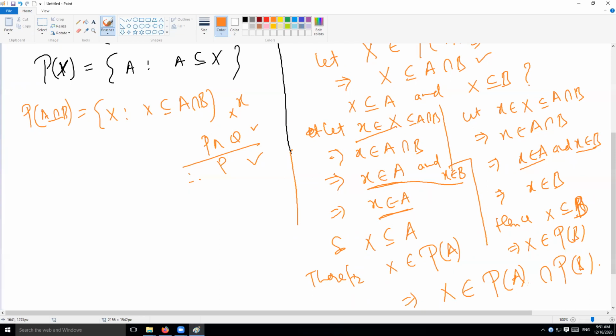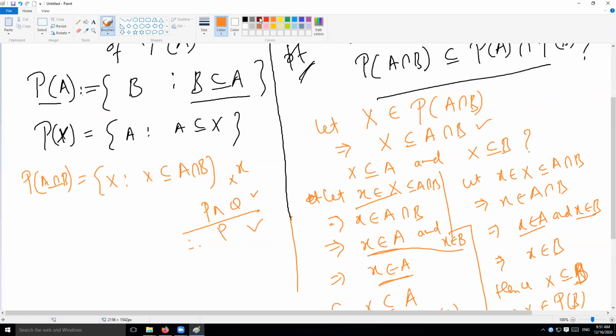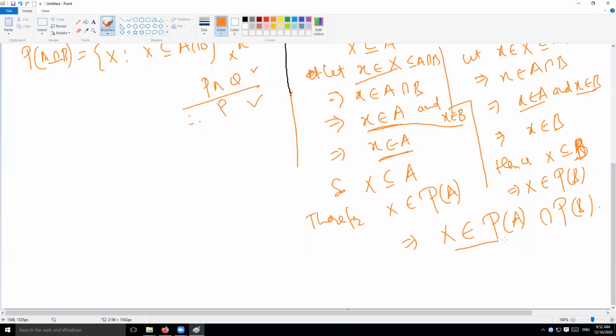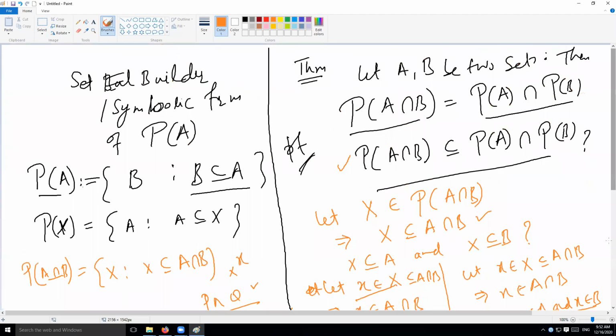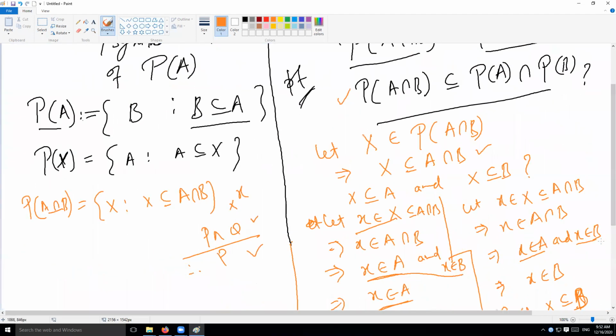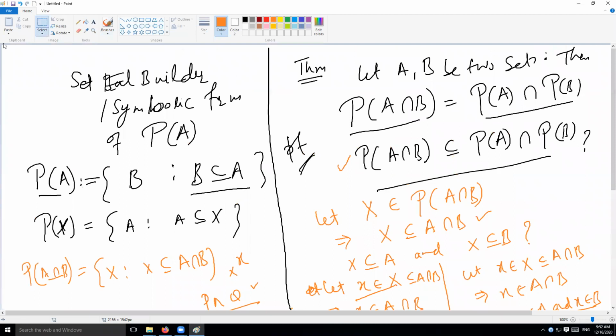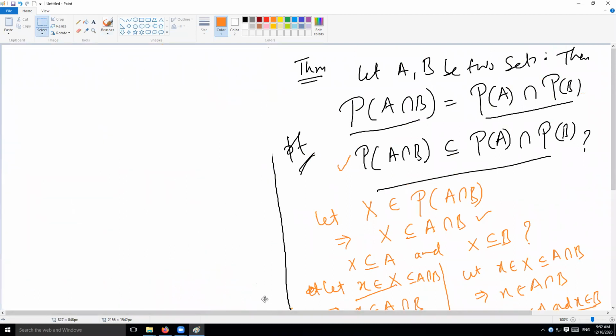So what does this show? This shows that I picked an X from the power set of A intersection B and I proved that the same X is in the power set of A and the power set of B. So this one side is shown, but for the equality you have to show the other side, right?